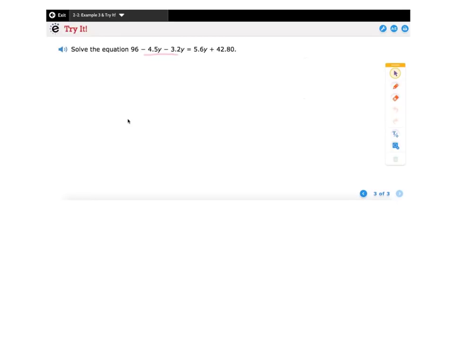First things first, I need to combine these y's. So 96, and then I've got negative, be careful, 4.5 minus 3.2. So that's going to be negative 7.7y. And then this is equal to 5.6y plus 42.8.